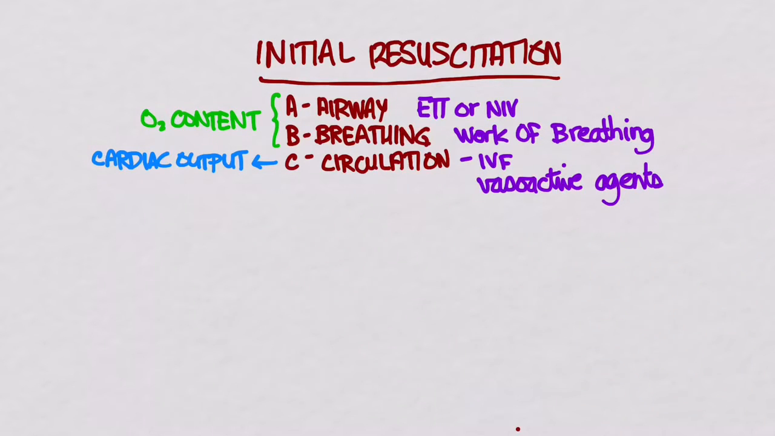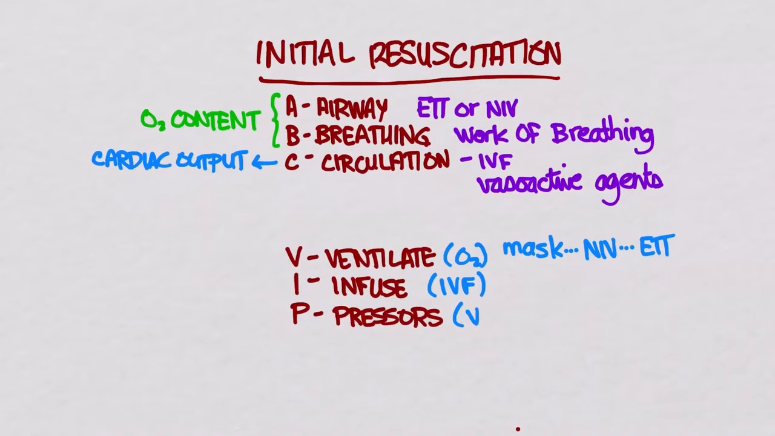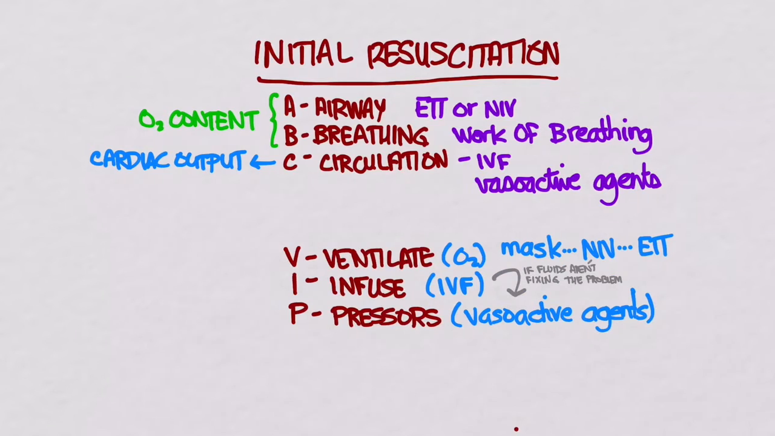Another way to organize this is to organize it using the VIP rule. So ventilation means you get the patient some oxygen somehow, and that could be either by a non-rebreather mask, non-invasive ventilation, or invasive ventilation like an endotracheal tube, intubation. Infuse is to give the patient some fluids, IV fluids, usually crystalloid, but maybe that's blood. And then pressors, of course, refers to the vasoactive agents that we'd want to give. So let's talk about each one of these real quickly.